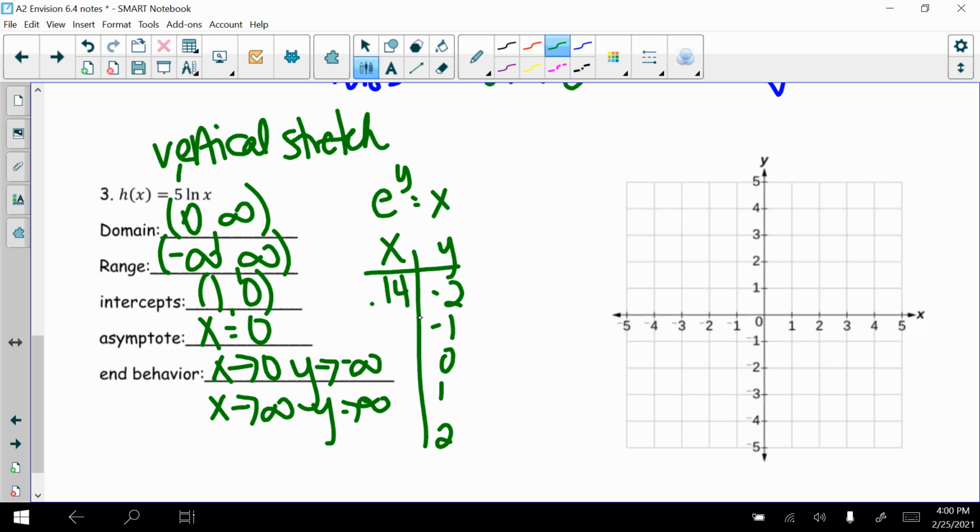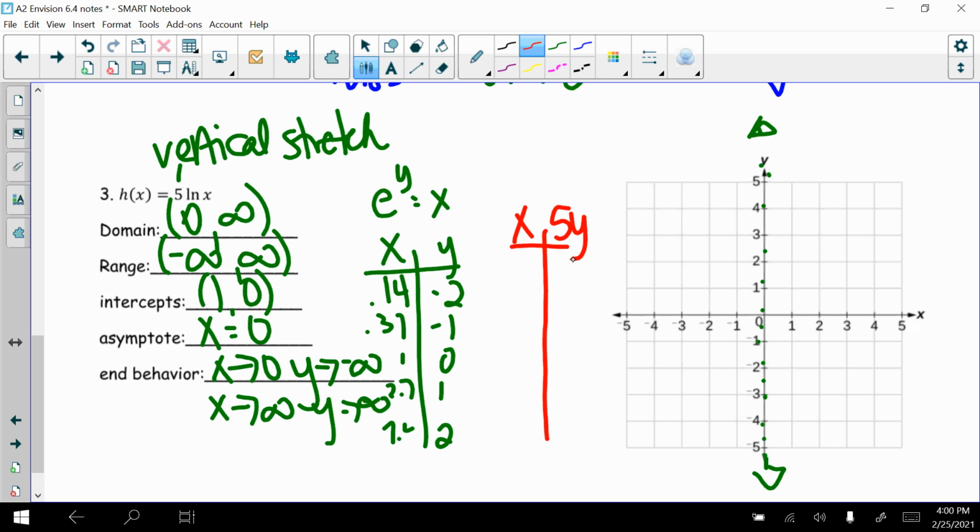0.14, 0.37, 1, 2.7, 7.4. So my new xy table, x's stay the same, my y's get multiplied by 5 because of that 5 out front. So 0.14, 0.37, 1, 2.7, 7.4. -2 times 5, -10. -5, 0, 5, and 10.